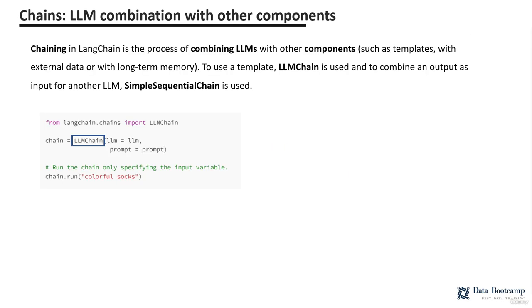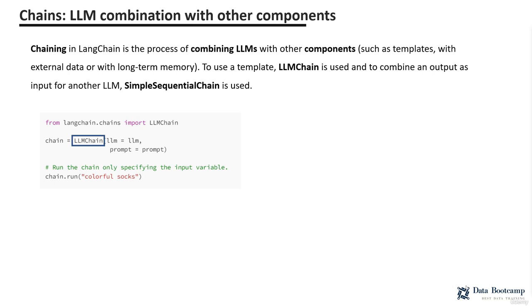In this task, we will learn about the chaining component in LangChain, which allows us to combine our large language model with other components. Chaining in LangChain refers to the process of combining large language models with other components to create a unified application. Some examples include combining large language models with request templates, sequencing multiple large language models, combining large language models with external data, and combining large language models with long-term memory.